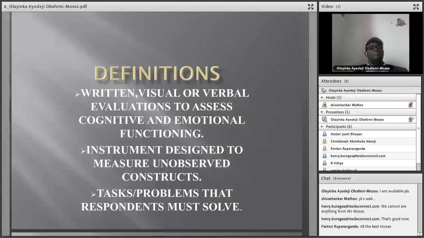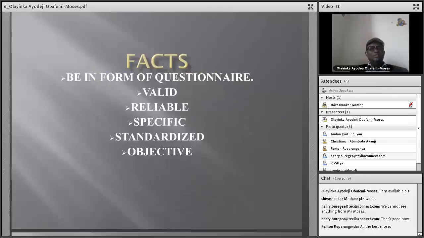Those are unobserved constructs. What are psychological tests? They are tasks, they are problems that respondents must solve. Otherwise, there will not be a way forward.